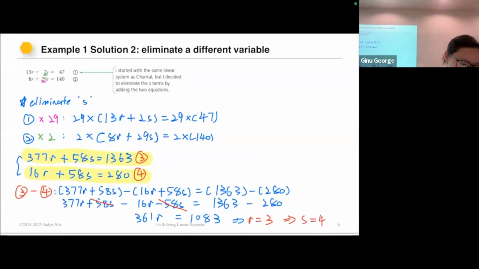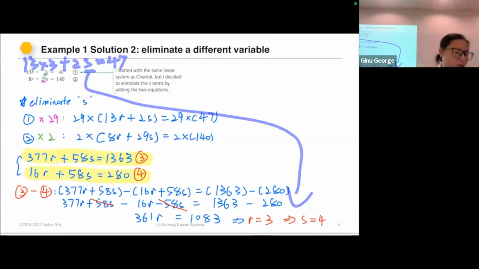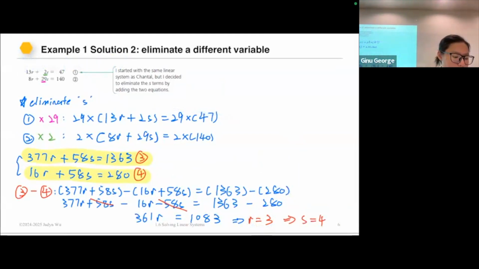So by plugging back, I mean we can plug in this 3, replacing the r value here, so it's 13 times 3 plus 2s equals 47, and then we just solve for s, and s will still be this number 4. So by eliminating the equations, we can literally eliminate any of the variables as long as we can find the numbers to multiply for each equation properly. Any question about eliminating any variables here?